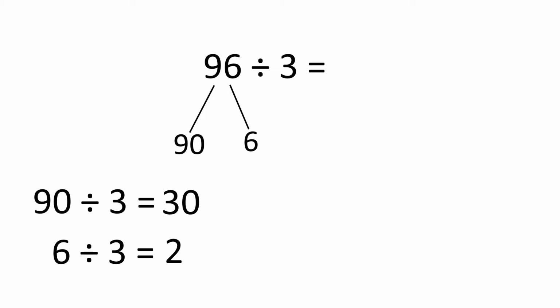Finally, we add these two answers together. 30 plus 2 is equal to 32. Therefore, 96 divided by 3 is equal to 32.